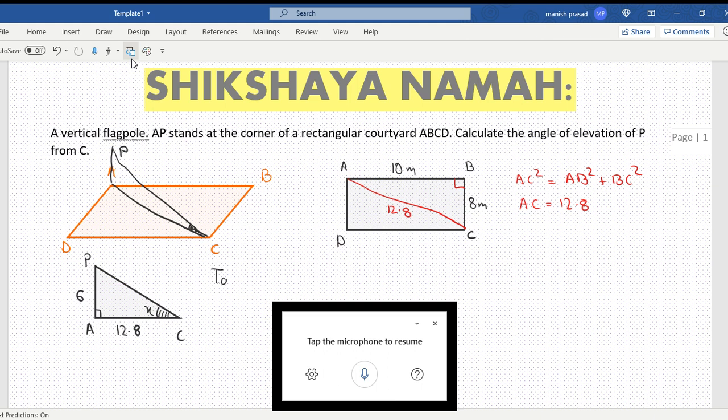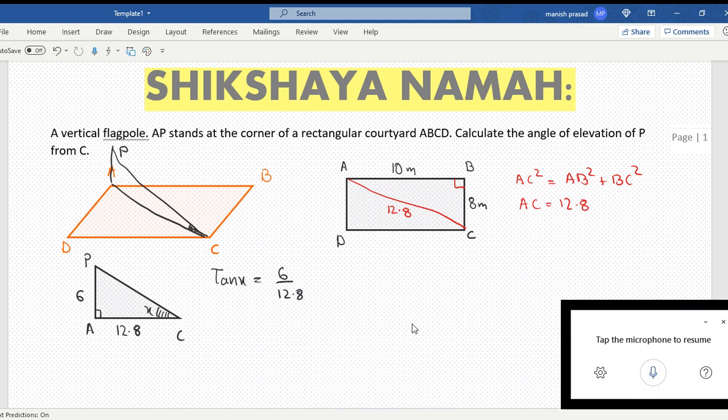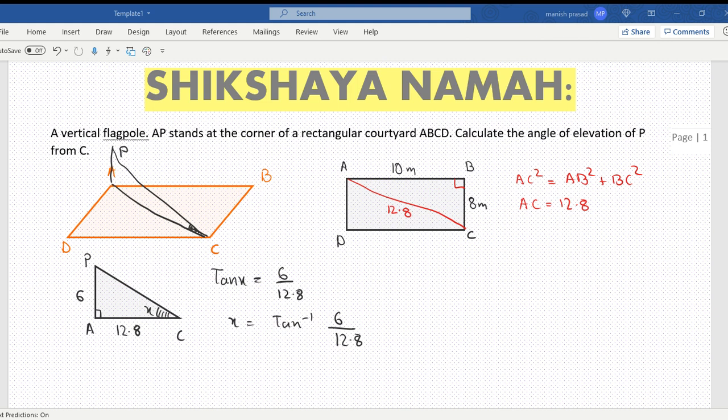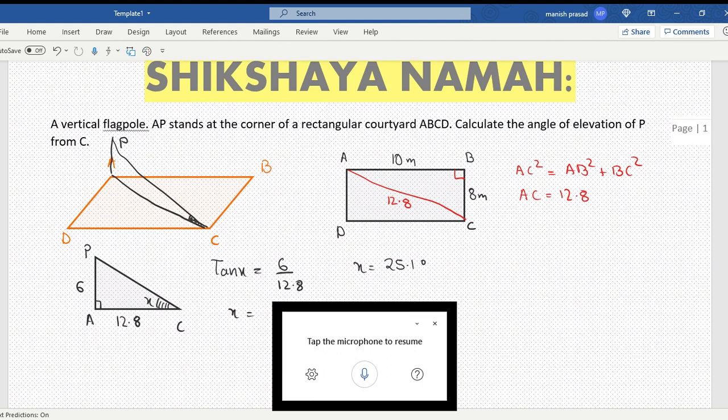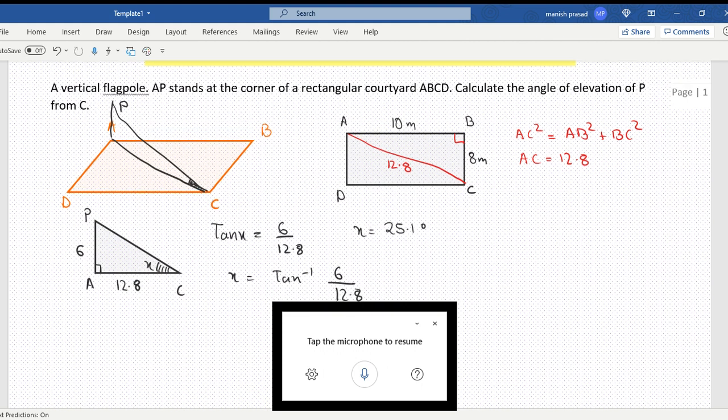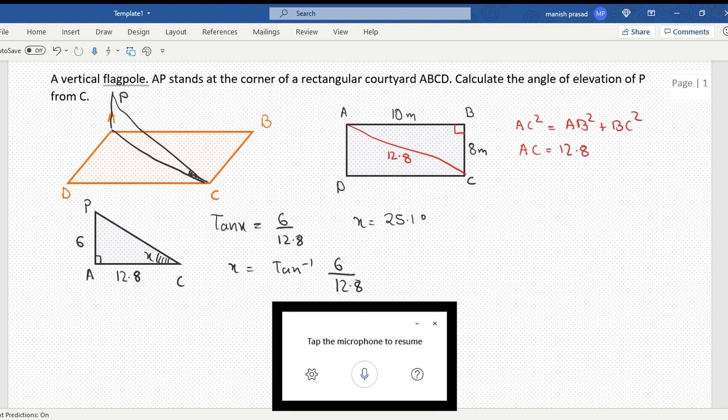So this is basically what? Tan X is equal to 6 upon 12.8. Okay. And then what will happen out there? X will be equal to tan inverse 6 upon 12.8. Okay, calculate this value and let's see what is the answer. 25.1. So the answer for X has come as 25.1 degrees. Okay, so now you can see that you have to understand it in three dimensions. The rectangular field, and then the flagpole is present, okay? And then how do you make the angles?